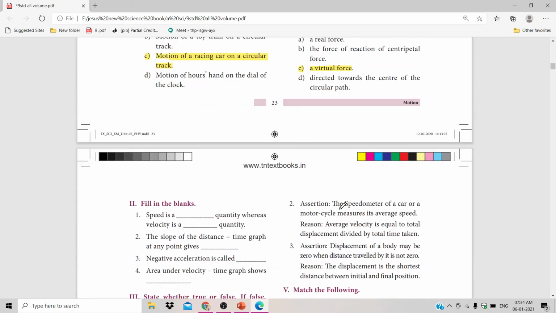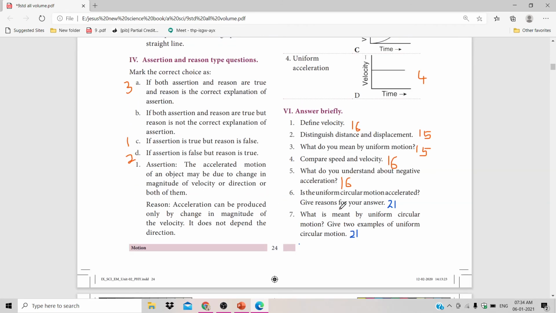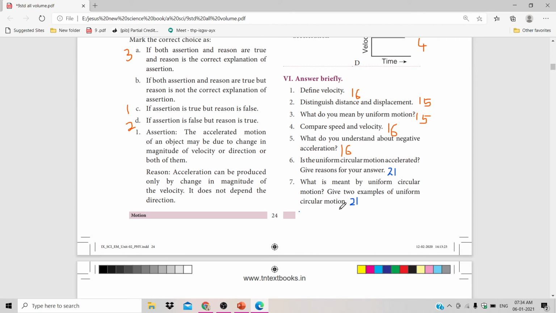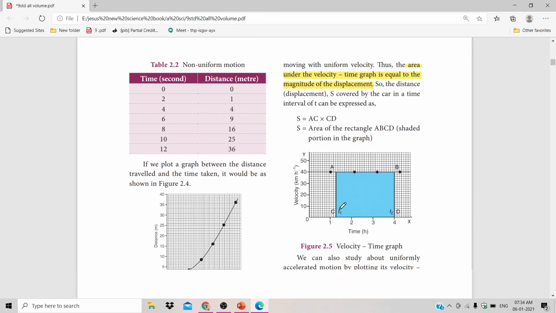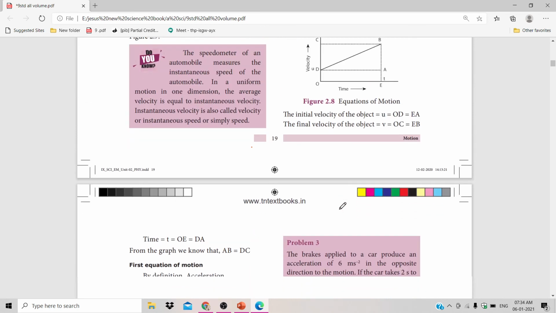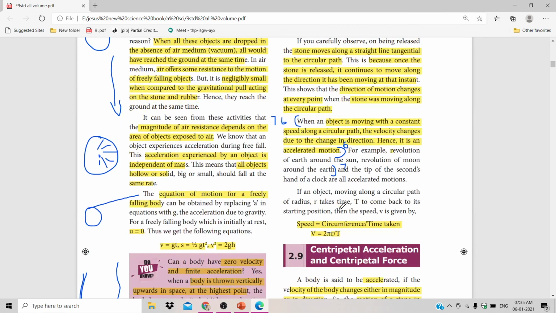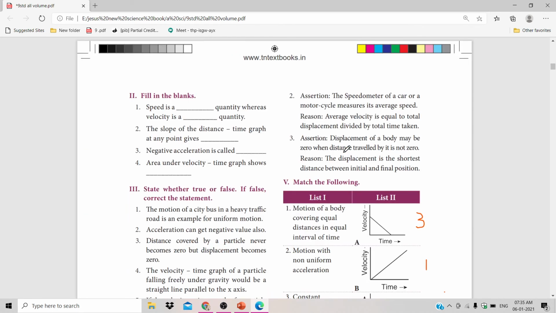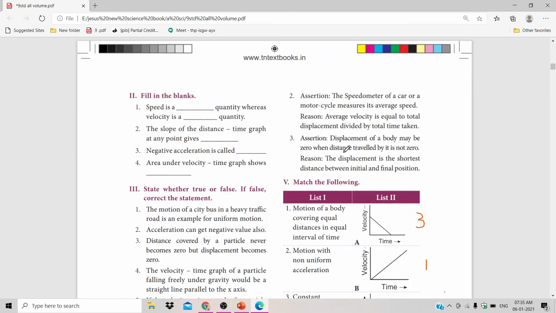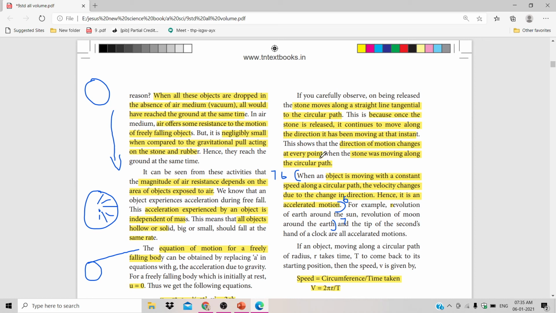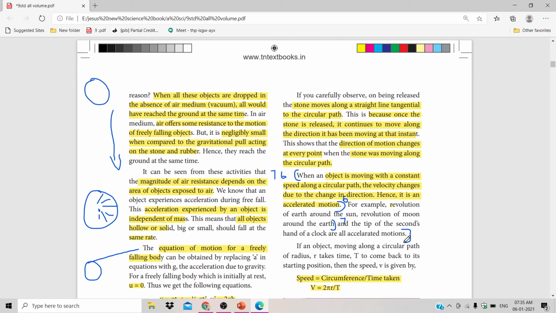If you have not marked the above other questions, please watch my previous video. For Roman number 6, question number 6: is uniform circular motion accelerated? Give a reason for your answer. Page number 21. Mark from where an object is moving up to accelerated motion. The next question is, what is meant by uniform circular motion? Give two examples of uniform circular motion. Page number 21, mark from here up to accelerated motion.